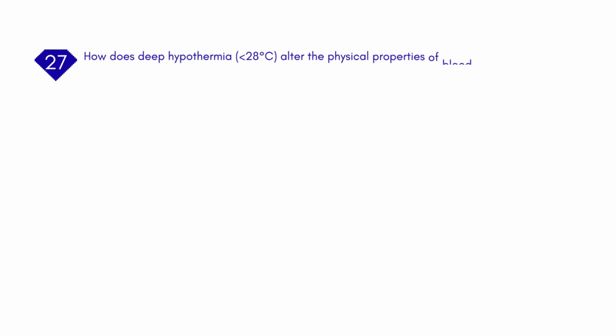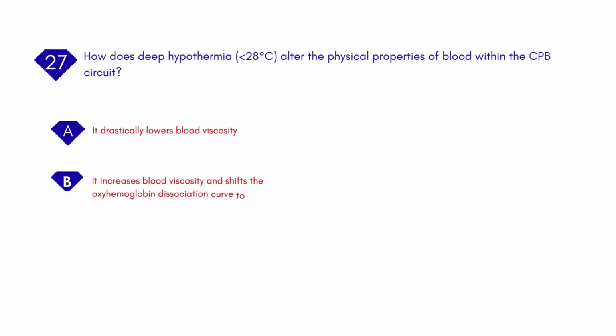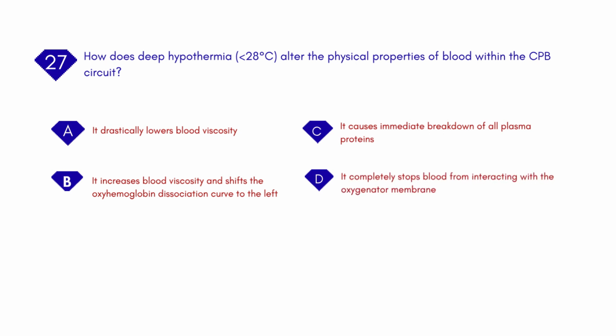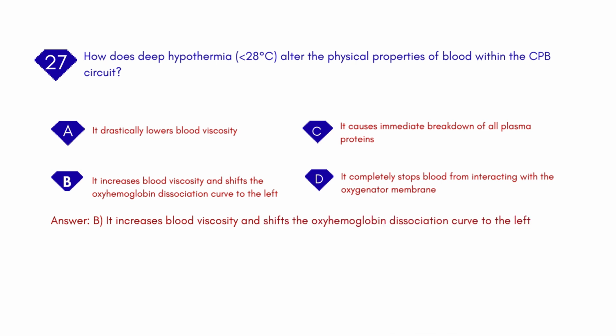How does deep hypothermia, 28°C, alter the physical properties of blood within the CPB circuit? A. It drastically lowers blood viscosity. B. It increases blood viscosity and shifts the oxyhemoglobin dissociation curve to the left. C. It causes immediate breakdown of all plasma proteins. D. It completely stops blood from interacting with the oxygenator membrane. Answer: B. It increases blood viscosity and shifts the oxyhemoglobin dissociation curve to the left.